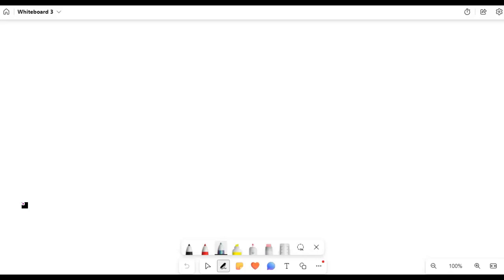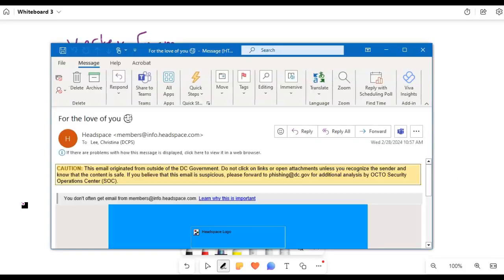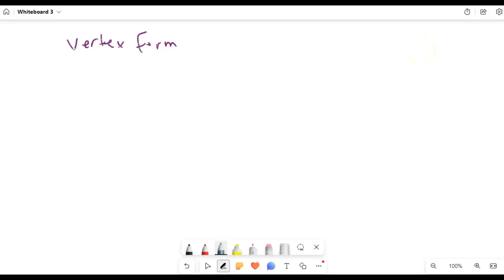Alright, so vertex form is just another way to write a quadratic equation. It's the same quadratic equation, it's just written in a way that allows us to see the vertex more easily, right? So each form gives us something. Vertex form gives us the vertex, right? It shows us the vertex pretty easily.